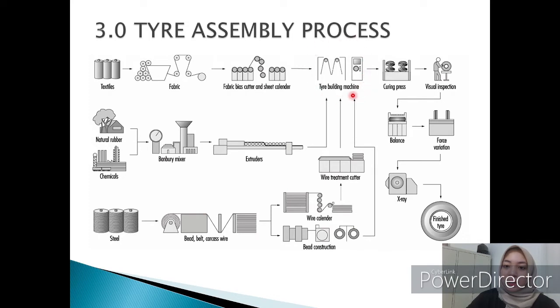The tyre building machine will combine all the parts together to form a tyre. The tyre will go to the curing process and then the visual inspection, balance, force variation, and X-ray. The X-ray is to see if the tyre has any deflection. Then it concludes all the parts together, and we will get the finished product.